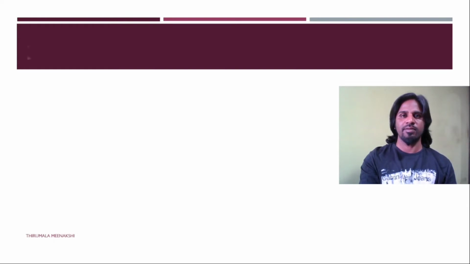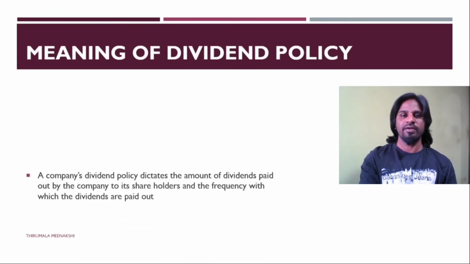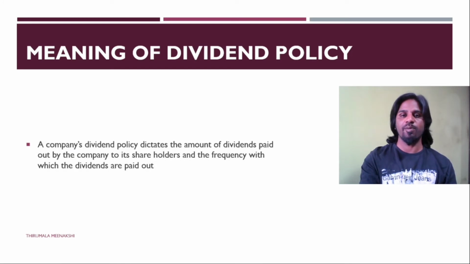Let's see what is the meaning of dividend policy. Dividend policy dictates the amount of dividends paid out by the company to its shareholders and the frequency with which the dividends are paid. How much amount has to be paid as dividend and at what frequency? Frequency means how many times. Is it regularly paid or irregular? Is it high or low? Is it constant or stable? It depends on the policy of the company.